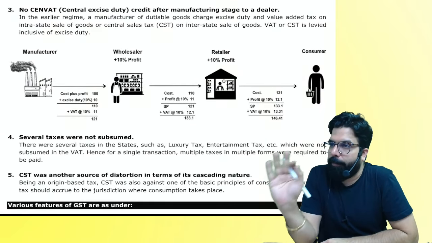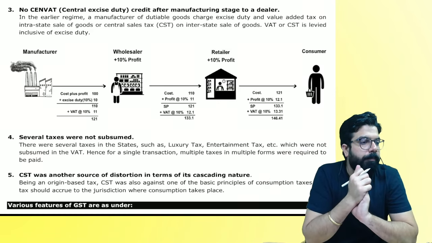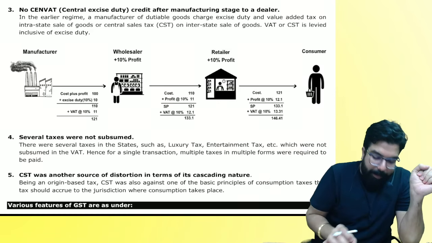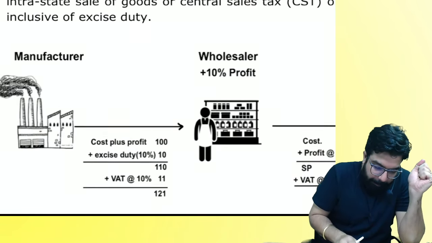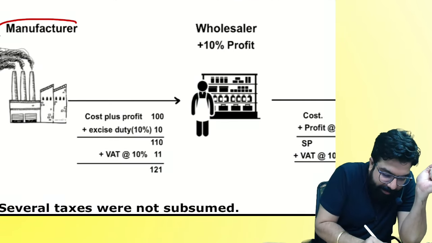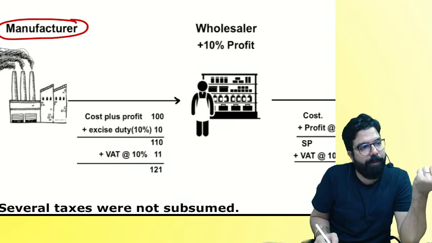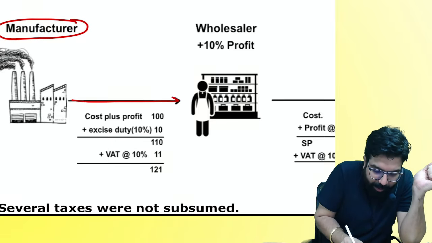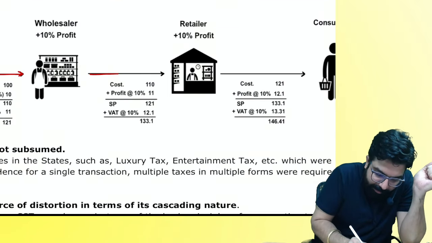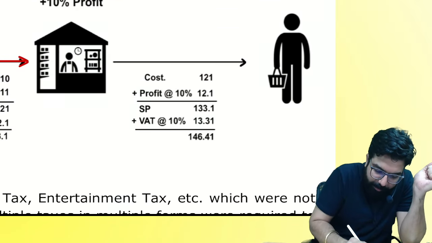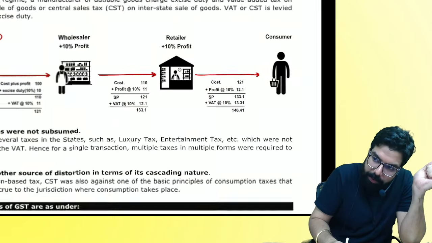Everything is there in your textbook. Keep listening calmly, everyone. What do you mean by cascading effect? Tell me one thing. One manufacturer is there. Manufacturer will do what, everyone? Manufacturing. He will sell the goods to the wholesaler. Wholesaler will sell it to the retailer, and retailer will sell it to the consumer.